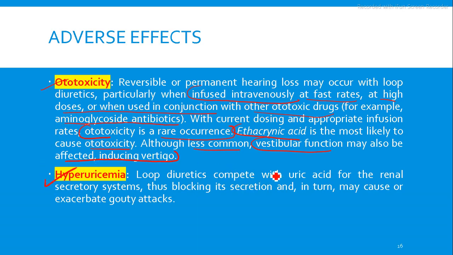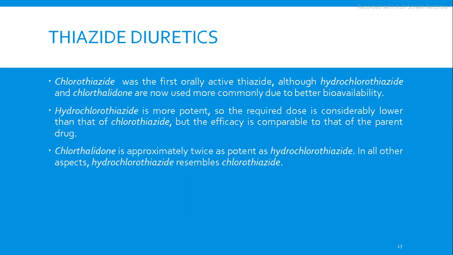Okay, then next is hyperuricemia. The loop diuretics compete with uric acid for the renal secretory systems, thus blocking its secretion, and in turn it may cause or exacerbate gouty attacks. Gout is a disease in which there is excess uric acid deposition in the body, and this uric acid deposition causes gouty arthritis. Okay, so next category of drugs is thiazide diuretics, but these drugs we will study in the next lecture.